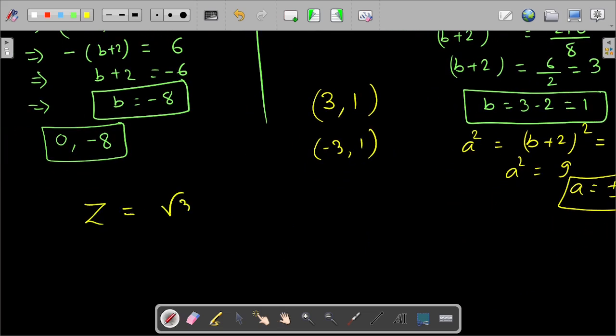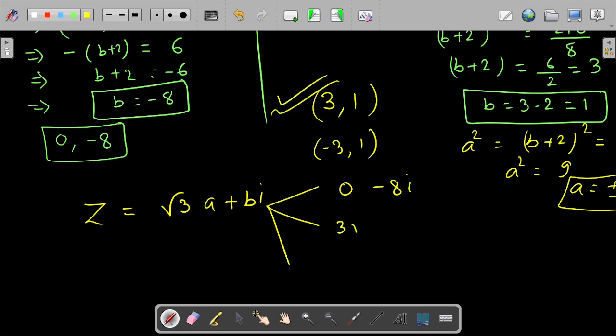So the complete solution will be, what was our solution? It was root 3a plus b i. Our answer should be in this form. So from here we have multiple options. First use this, so it will be root 3a plus bi, a equals 0, so it will be 0 minus 8i. Second, use this part, so this will be 3 root 3 plus i, because b is 1. And if we use the third solution, this will be minus 3 root 3 plus i. So again we are getting the same three solutions as in the first method.